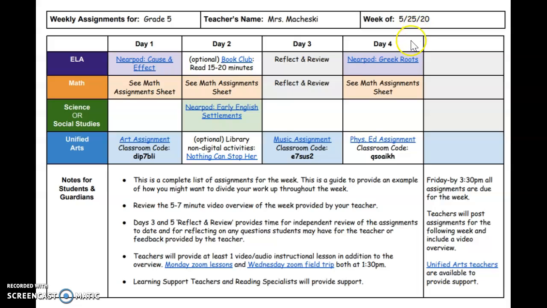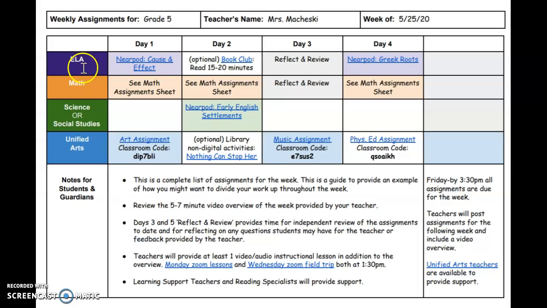So as you can see from your weekly calendar, we have another 4-day week planned for you. This block has been removed and your assignments have been shifted and shortened to accommodate that Memorial holiday break. So your assignments actually begin on Tuesday. That would be day one, and they would end on Friday, making it a 4-day week.